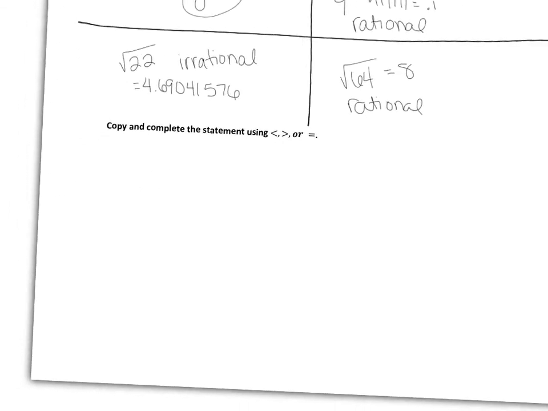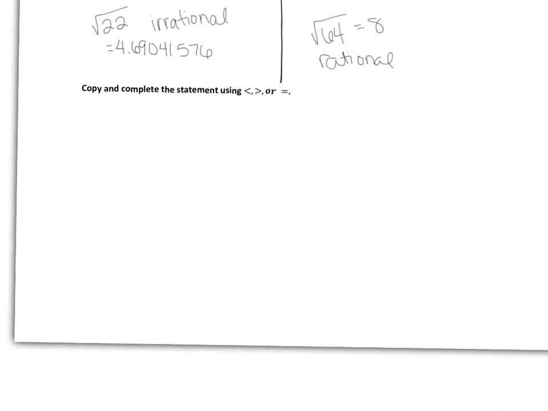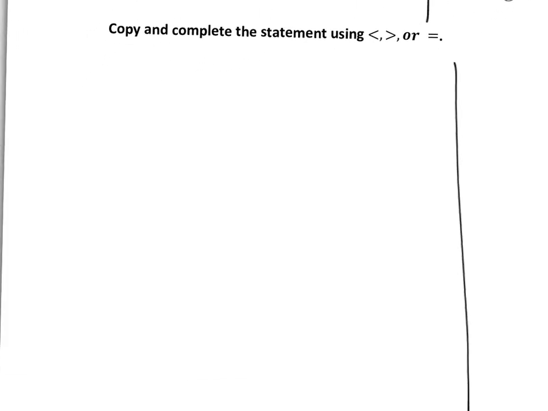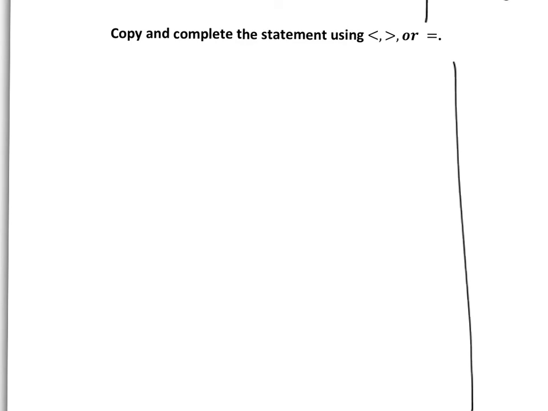All right, the other thing is we want to be able to compare numbers. So I'm going to give you two numbers, and we're going to use less than, greater than, or equal to complete this statement. So for the first one, I have the square root of 5 and 11 over 4. Okay, one of these numbers is rational, one of them is irrational. Hopefully you recognize that 11 over 4 is the rational number. It has to be. It's written as a fraction already.